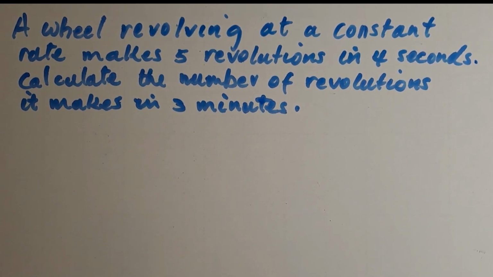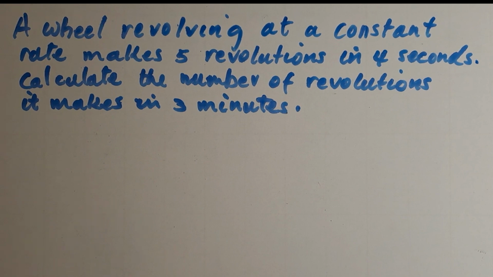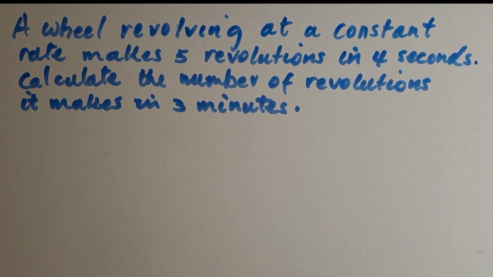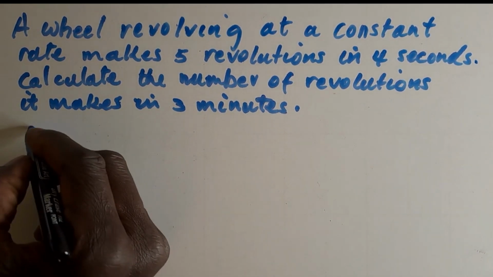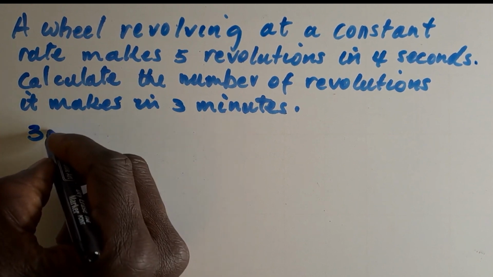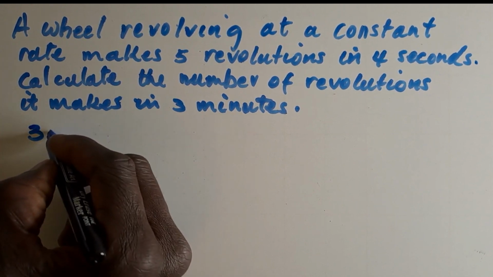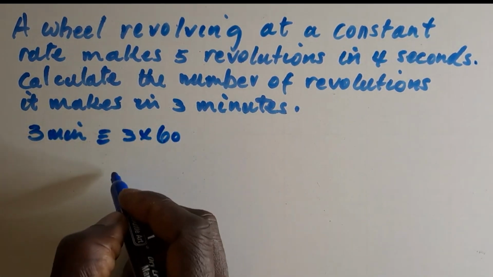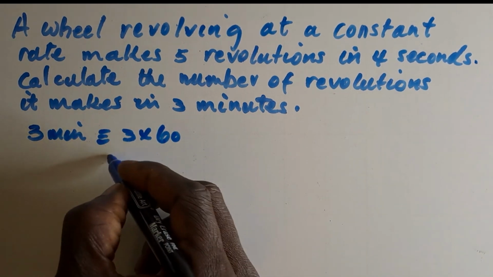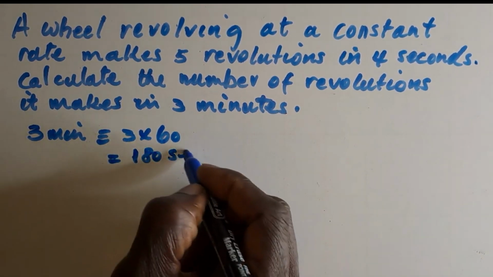A wheel revolving at a constant rate makes 5 revolutions in 4 seconds. Calculate the number of revolutions it makes in 3 minutes. We have to get the same or the common unit here so that we can actually calculate the number of revolutions. So in 3 minutes, we have to convert 3 minutes to seconds. So 3 minutes is equivalent to 3 times 60, and this is equal to 180 seconds.